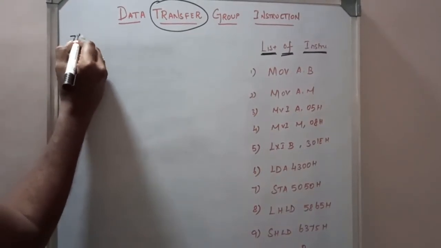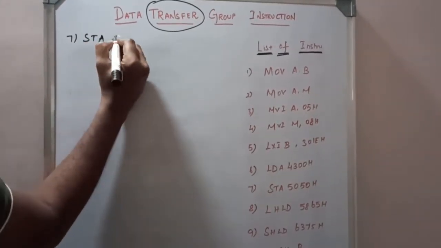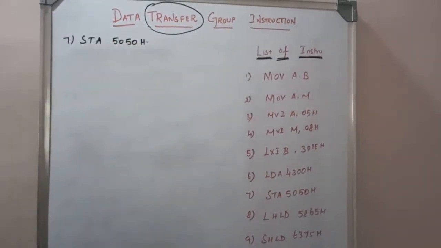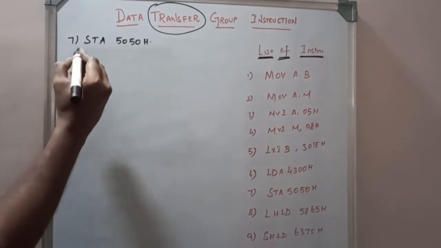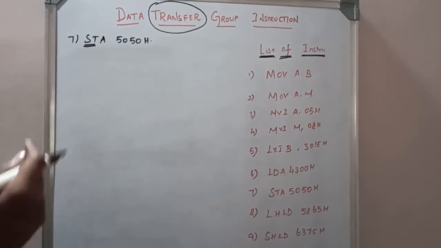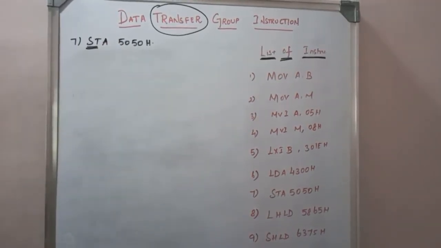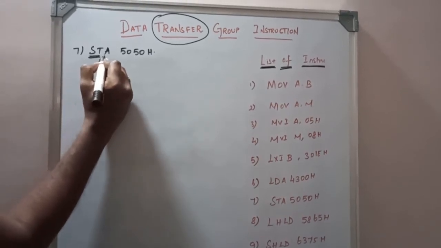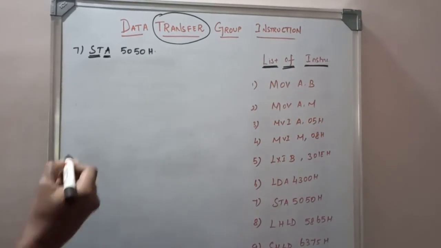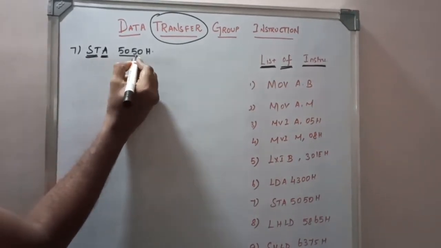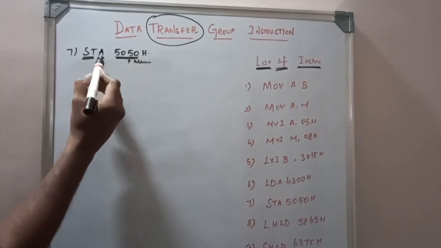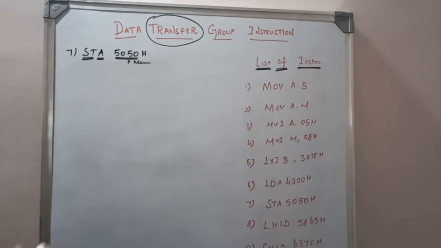Seventh one, STA 5050H. It's a store instruction. After the execution in the microprocessor, the result is stored in the accumulator, and that content is transferred to the memory location. ST represents store, so the accumulator value is stored to the memory location. A represents the accumulator, and 5050 is a memory location. In that memory location you store the content from the accumulator.